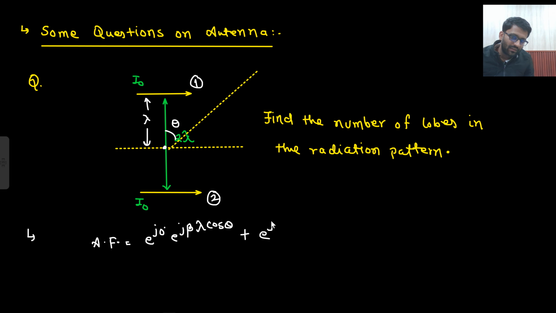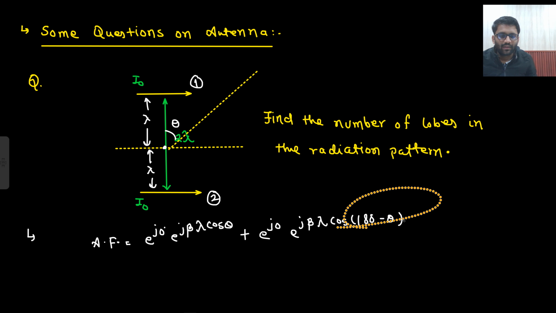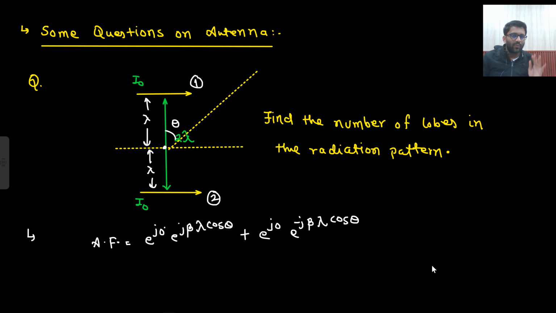Plus, now let's write down for this one. What is the phase of this current? 0 degree. e to the power j beta from this point towards antenna 2. What is the distance? Lambda. And what is the angle between them? This vector and this vector, r cap. What is the angle between them? 180 minus theta. So the angle is cos of 180 minus theta. Say yes or no? So what would this be? Minus cos theta.